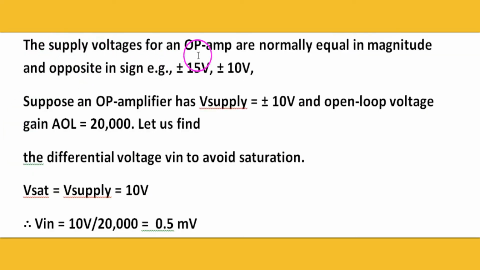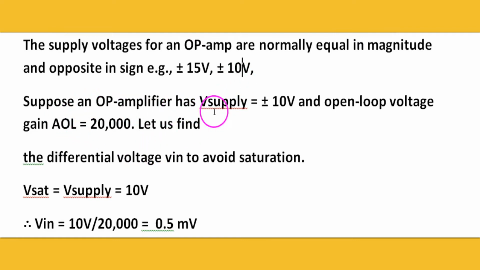The supply voltages for an op amplifier are normally equal in magnitude and opposite in sign. Like for one op amp it may be plus minus 15 volt, and for a second op amp it may be plus minus 10 volt. There are two supplies, one positive and one negative.